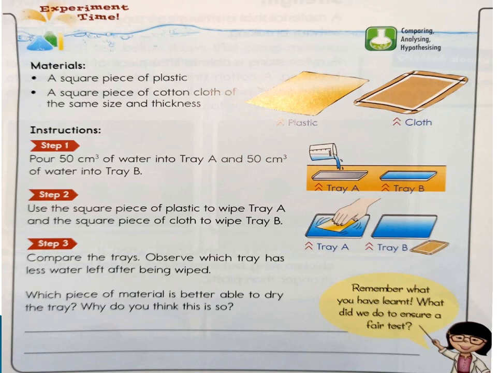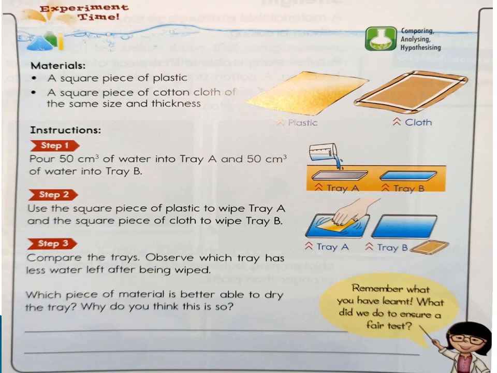Okay, so I'm going to use the same size, the same thickness of plastic and the cotton, and I'm going to put the same amount of water. So compare the trays, observe which tray has less water left after being wiped. I'm going to use the piece of plastic to wipe tray A and the piece of cloth to wipe tray B. Okay, which piece of material is better able to dry the tray? Why do you think this is so?